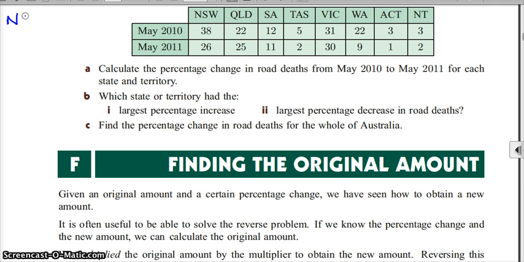So hopefully you remember that New South Wales would look like new amount over original amount. Remember that? And so we would have done 26 over 38. The epiphany I've had is that it's percentage change. Okay? And so the change is 38 take 26, which is... No, what's 38 take 26? 12. The change is 12, and the original amount is 38.